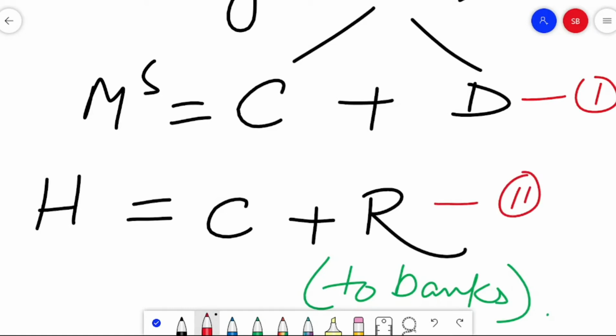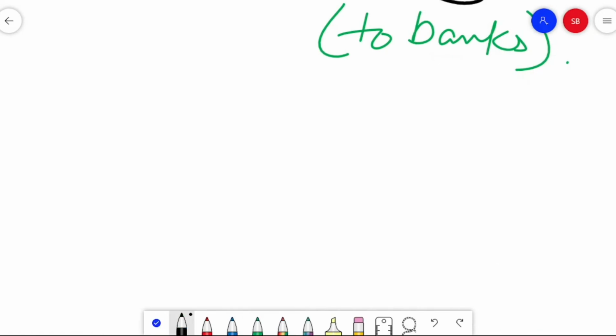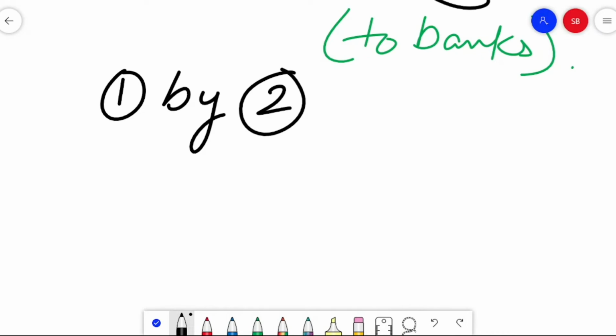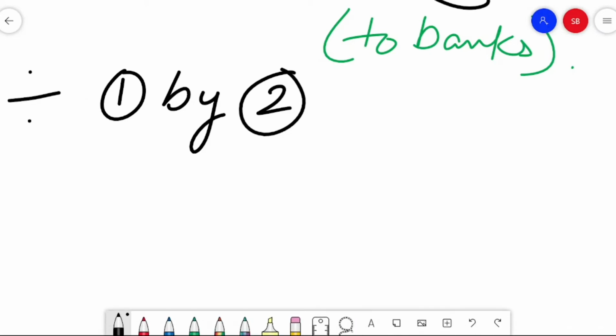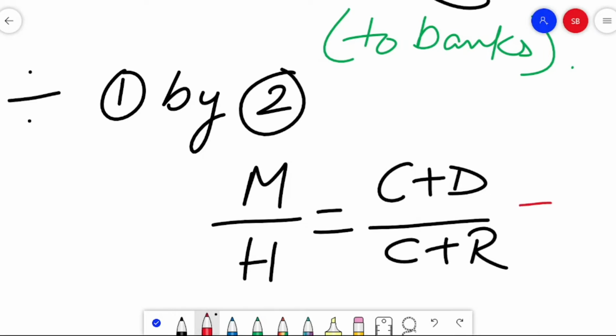So now I'm moving towards the derivation. Equations 1 and 2, I hope you have noted down. If I divide equation 1 by equation 2, then I get M by H, and this is equal to (C plus D) divided by (C plus R). This is again a very important equation, so let me mark it as equation number 3.